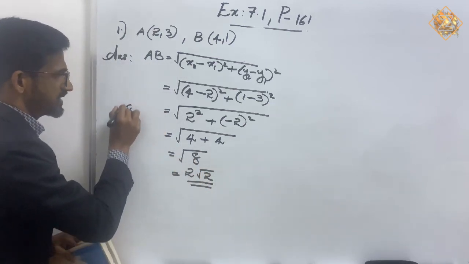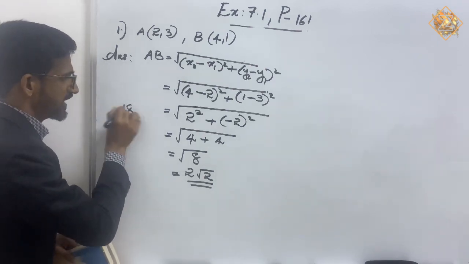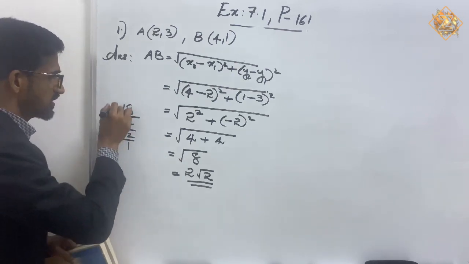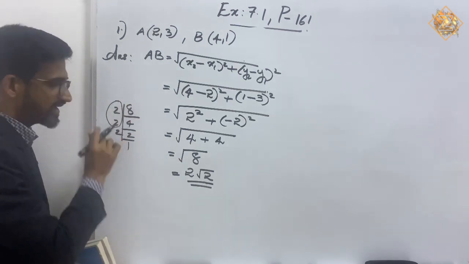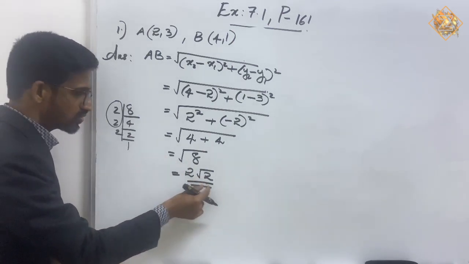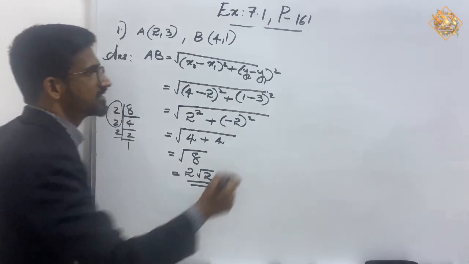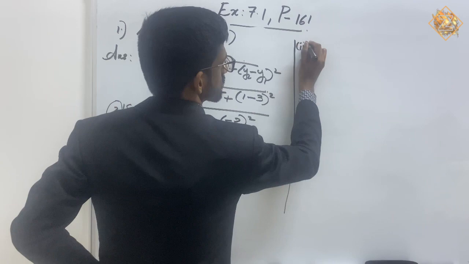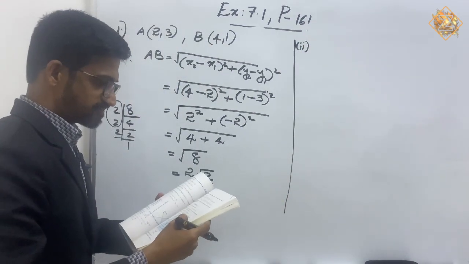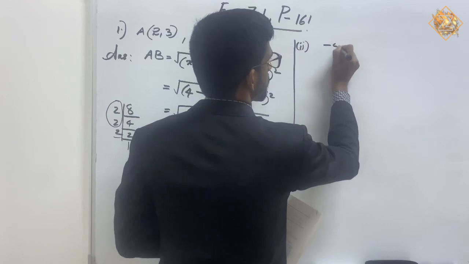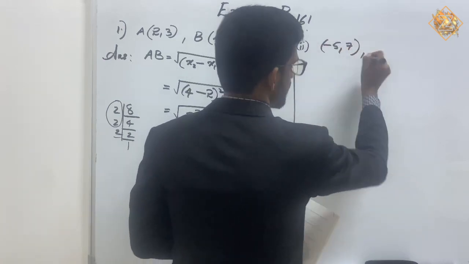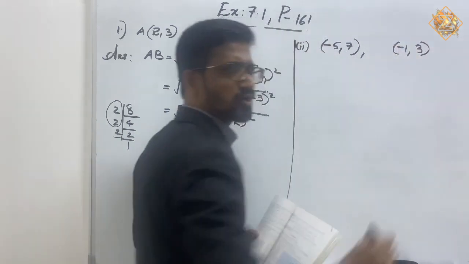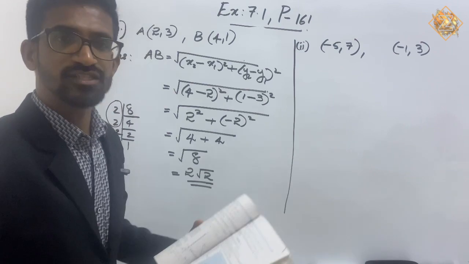Okay, taking prime factorization of 8, we can write 8 as what? 2 into 4, 8. 2 into 2, 4. 2 into 1, 2. Okay, so that is common 2 times 2, we can take outside the bracket. So that is what? 2 root 2. Hope it is clear. Okay, so now, second question of this, that is what? Find the distance between the points (minus 5, 7) and (minus 1, 3).